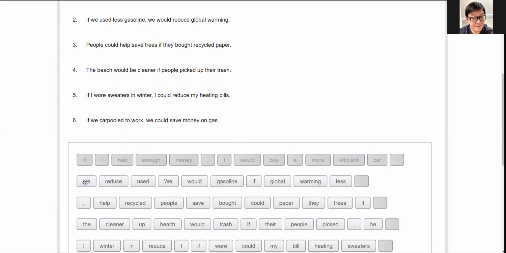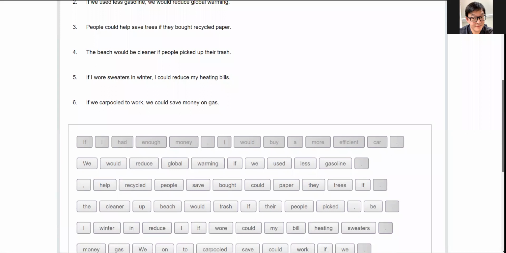So we would reduce global warming if, oh, this is the we, the big we, if we used less gasoline, okay? We would reduce global warming if we used less gasoline, okay? That's what the exercise is asking you to do. Just switch positions here, okay? Let's begin with the next one.